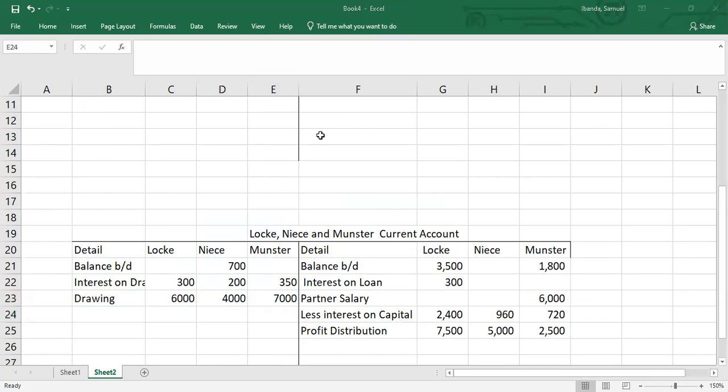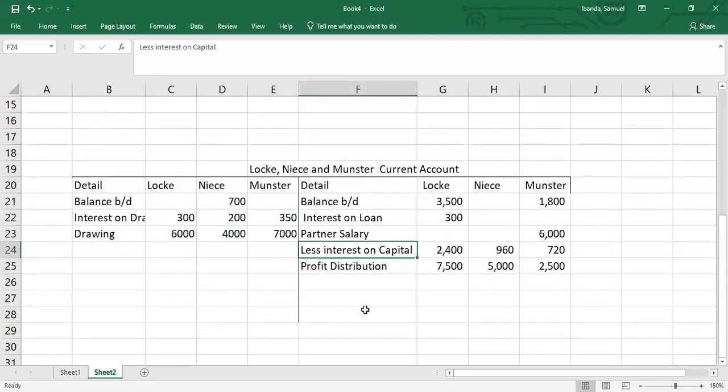And once you have that, yours is to ask yourself, is there now anything else that I might have left out, okay? So based on the information they have given us, that should be all, okay? So the next thing I need to do is to balance off my current account. What I'll basically do is add the different columns.